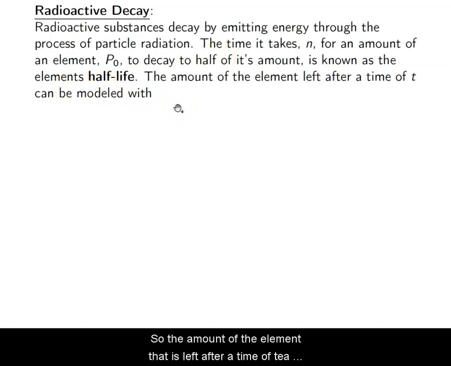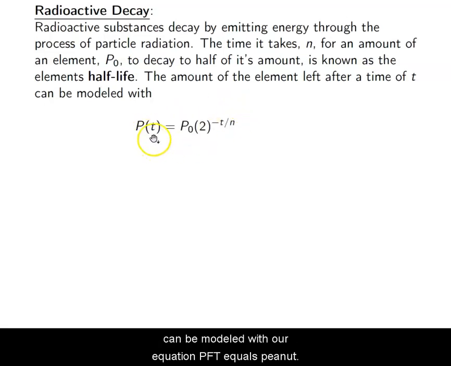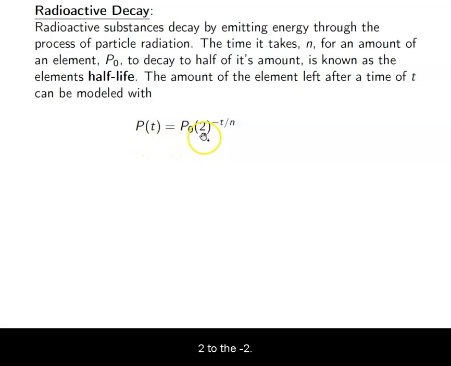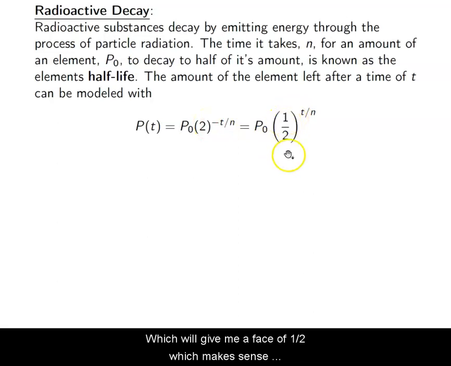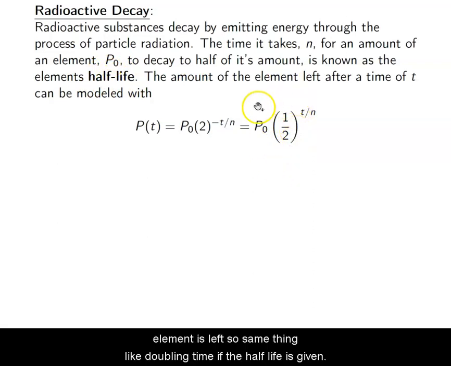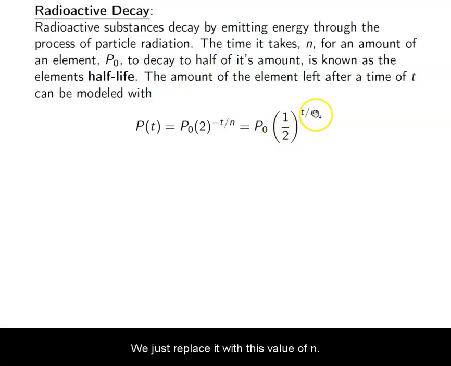The amount of the element that is left after a time of t can be modeled with our equation: P of t equals P naught times 2 to the negative t over n. Now, remember how exponents work. I can take just this negative and apply it as 2 to the negative 1, which gives me a base of 1/2, which makes sense because this is half-life. I want to know when half of an element is left. Same thing as doubling time. If the half-life is given, we just replace it with this value of n.